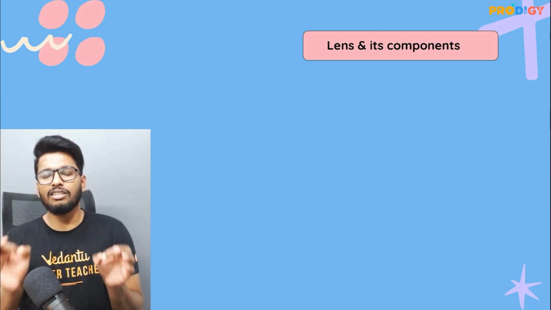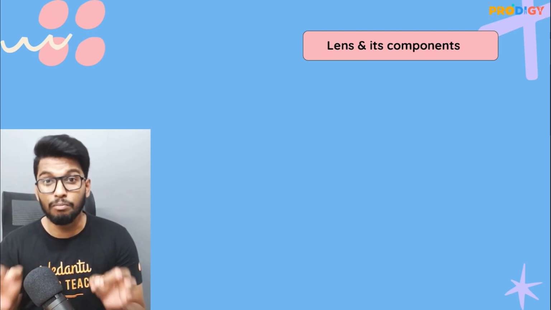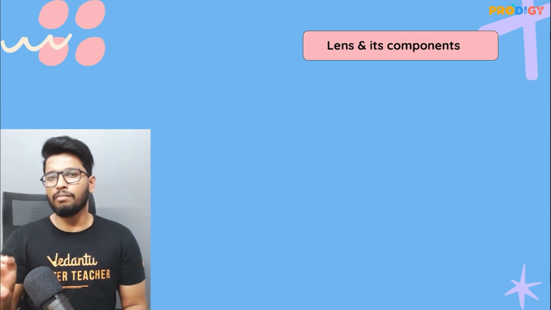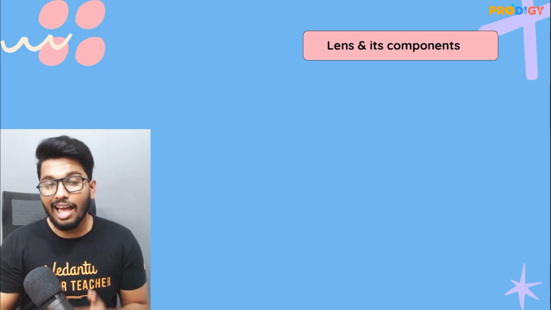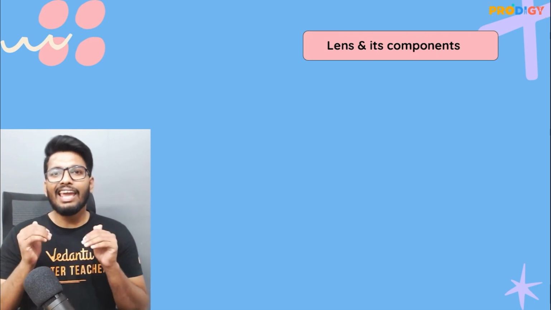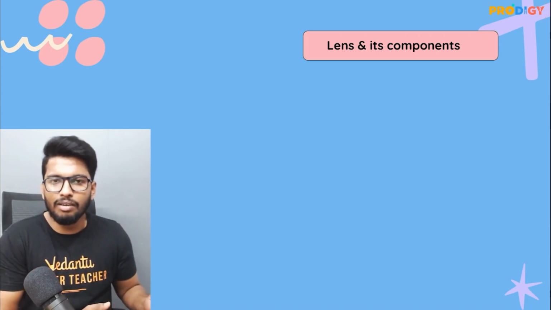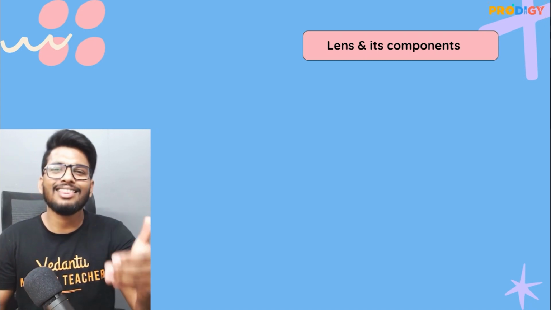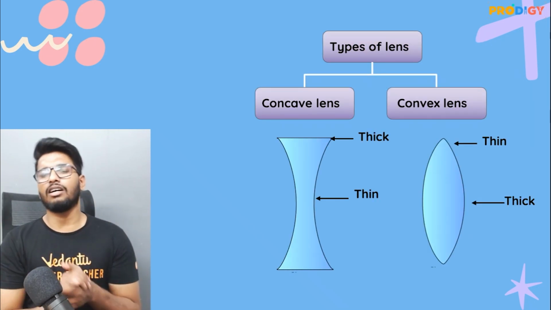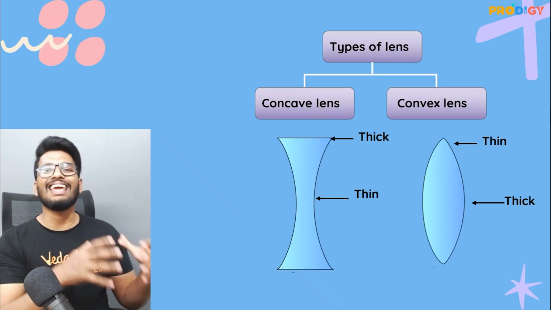A lens is defined as a transparent medium. Transparent means which allows all the light to pass through them. It's a transparent medium which has at least one curved surface. That's all. If you have a transparent medium which has at least one curved surface, that can be called a lens. Now, one of the two basic types of lens that we have is a concave lens and that of a convex lens.